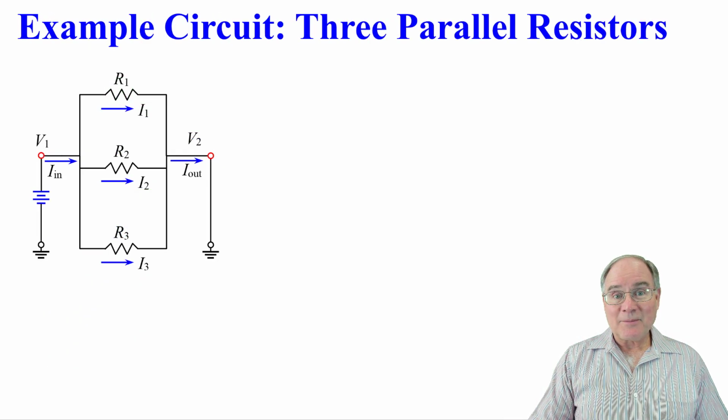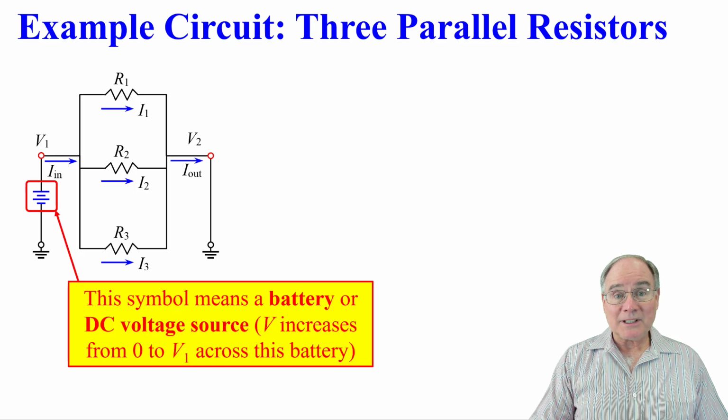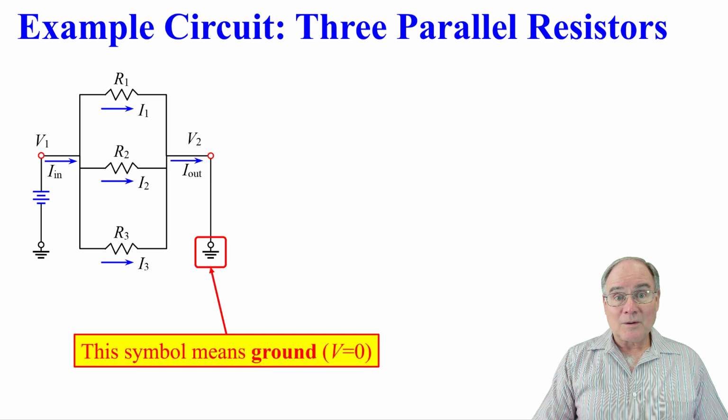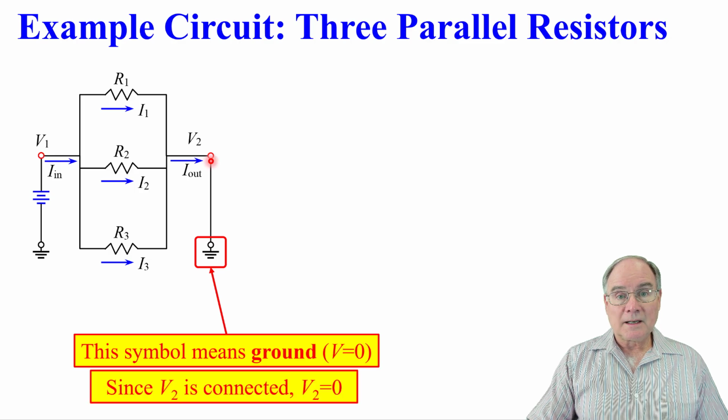Let's look at 3 parallel resistors for an example. This symbol means a battery or a DC voltage supply, and V increases from 0 to V1 as you go from bottom to top through this battery. This symbol means ground, where we set V equals 0. Since V2 is connected to ground, V2 is 0 in this circuit.